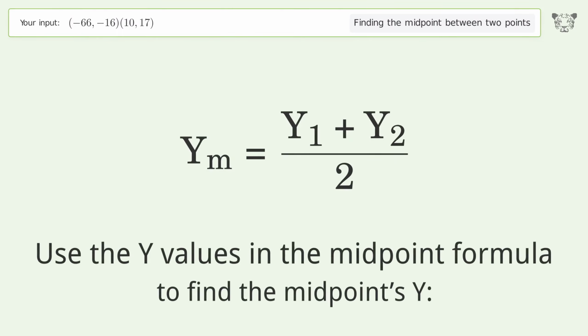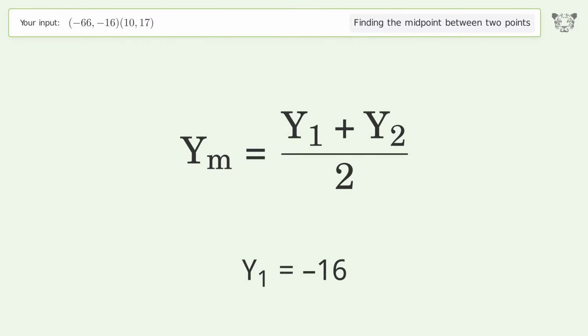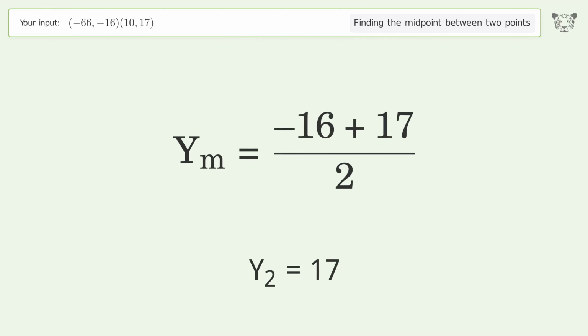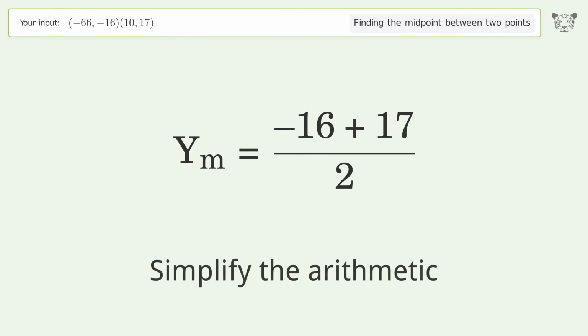Use the y values in the midpoint formula to find the midpoint's y. y1 equals -16. y2 equals 17. Simplify the arithmetic.